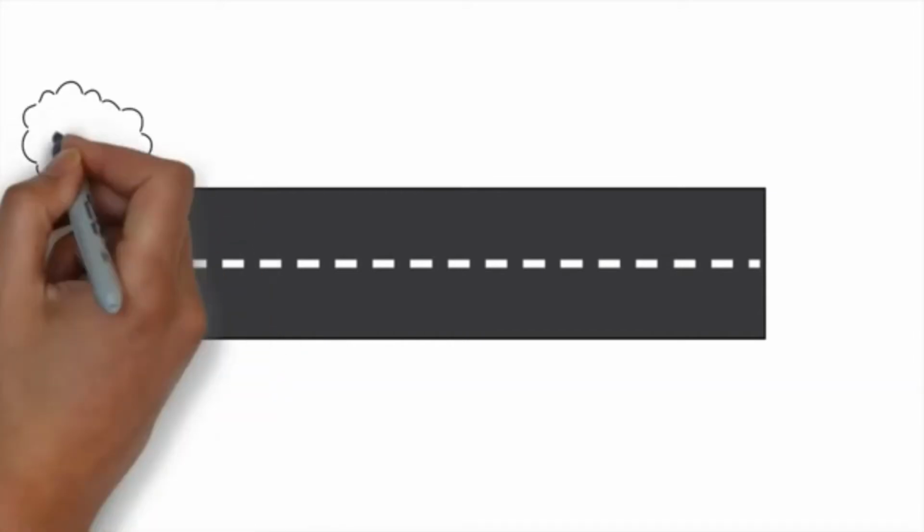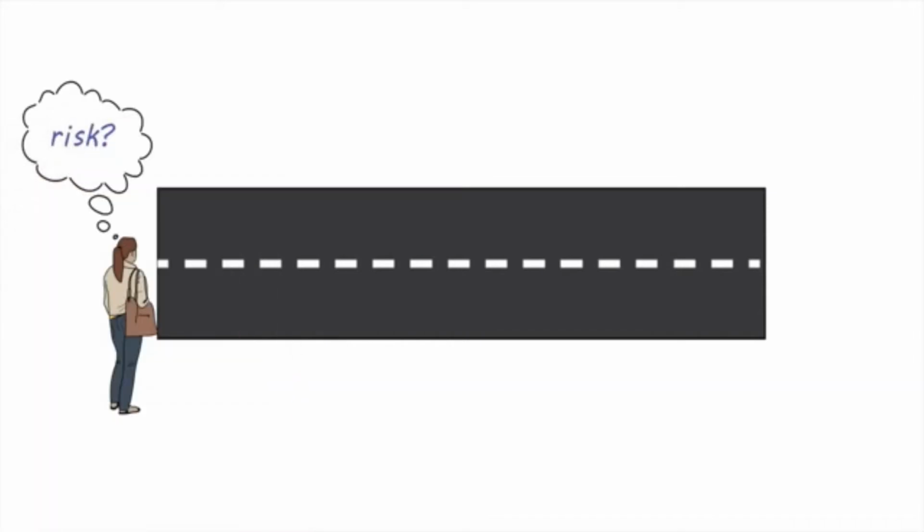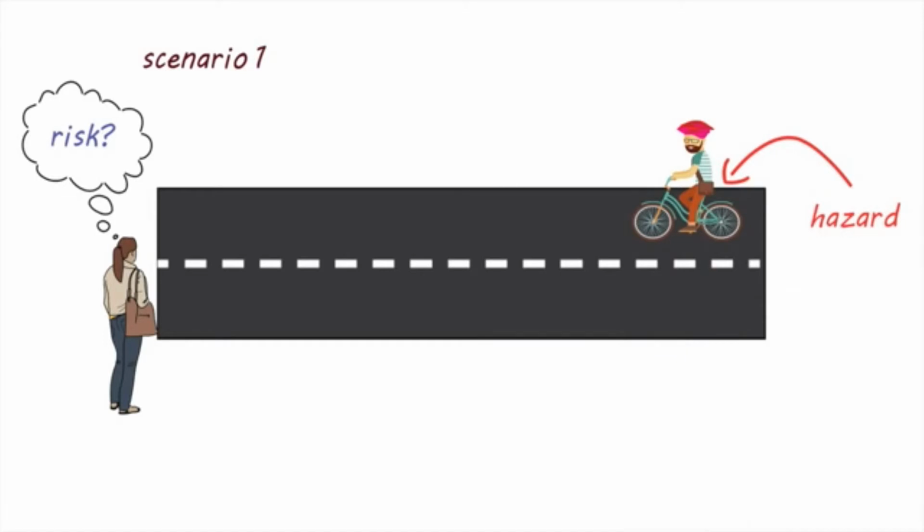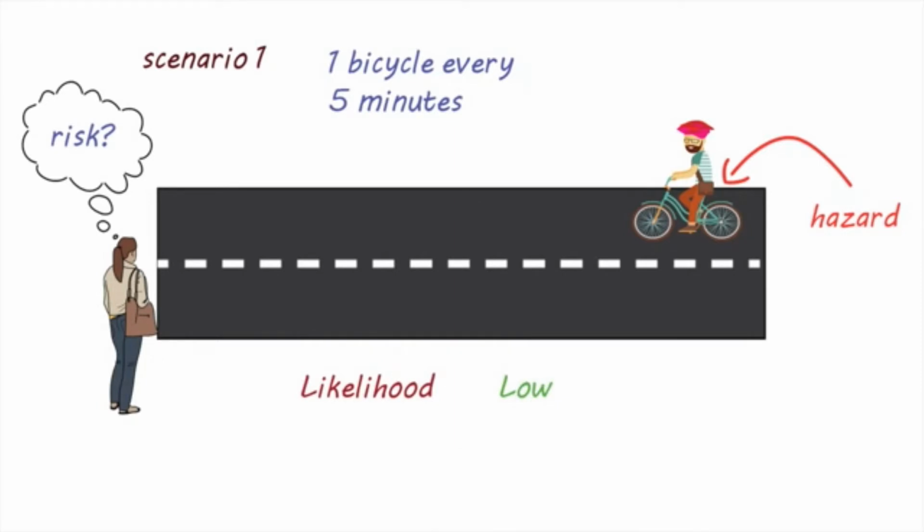Say you have to cross a road, and you're trying to figure out what the risk associated with this is. Let's take a look at some different scenarios. In the first scenario, our hazard is a bicycle. Let's assume there are only bicycles allowed on this road, and that the road is not that busy, with only one bicycle every 5 minutes. Because bicycles don't go on that road very often, the likelihood of the bicycle crashing into you is low, right? If the bicycle does crash into you, the consequence would be relatively low, wouldn't it?